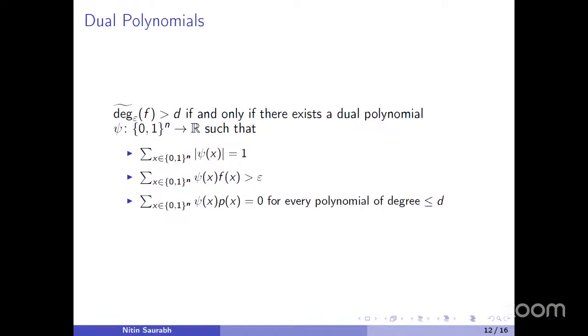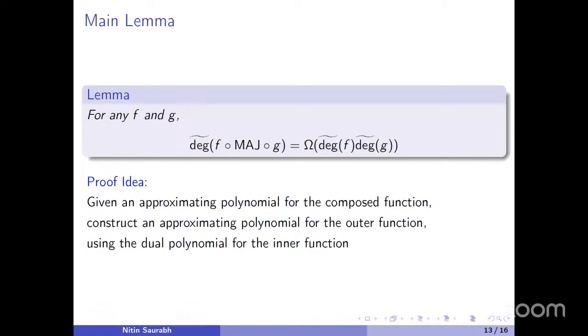Great. This is going to be important. Now let's get back to the main lemma, which says that the approximate degree of f composed with majority composed with g is at least the approximate degree of f times the approximate degree of g. The three-line proof idea is you take an approximating polynomial for the composed function. Using that, you construct an approximating polynomial for the outer function. And in this construction, you use the dual polynomial of the inner function.